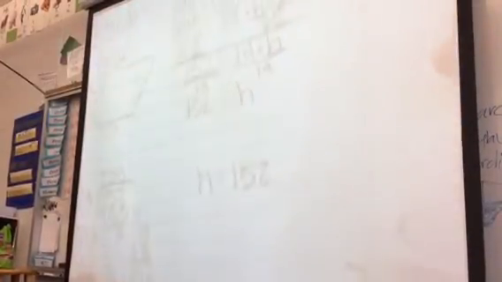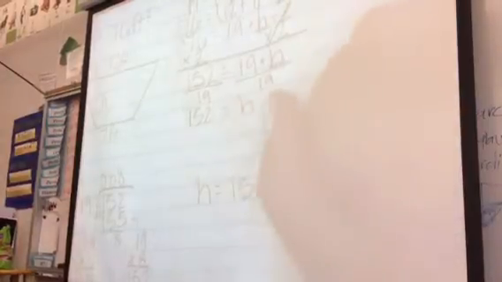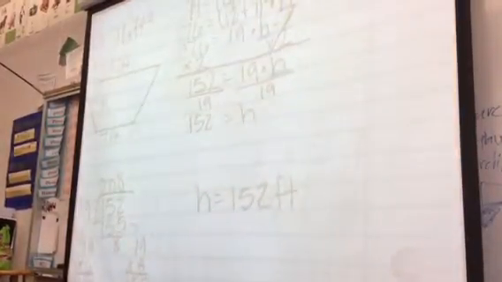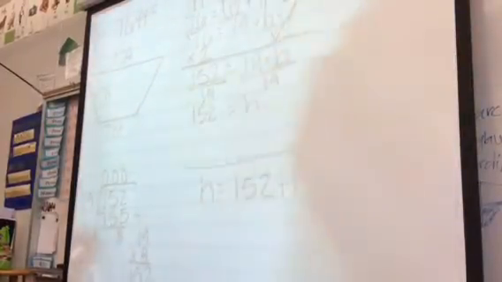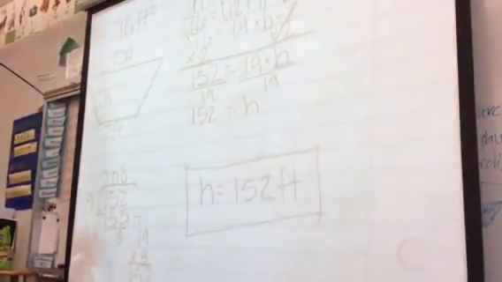So I know that h is going to equal 152 what? Feet. Is it feet squared or is it just feet? Feet. Just feet, because it's not for the area, we're finding the height of our trapezoid, okay?